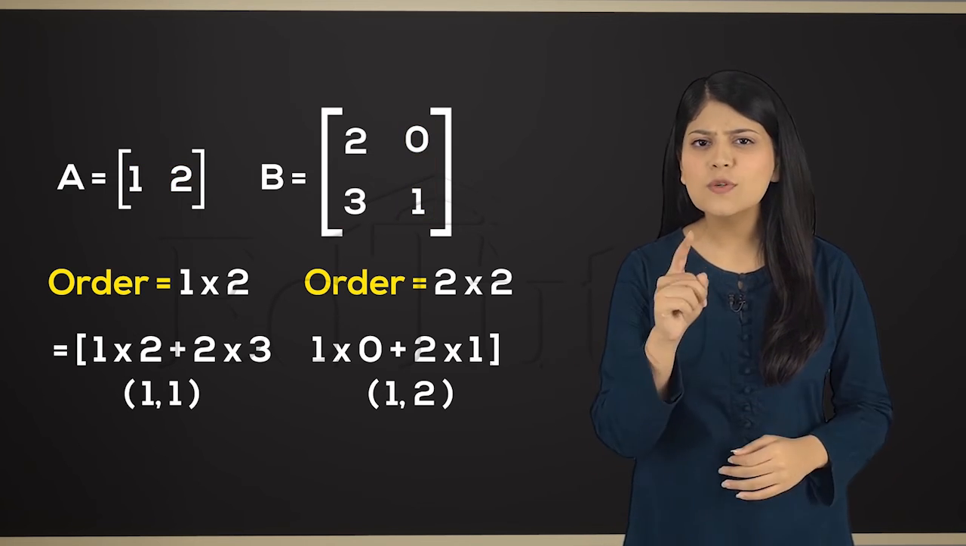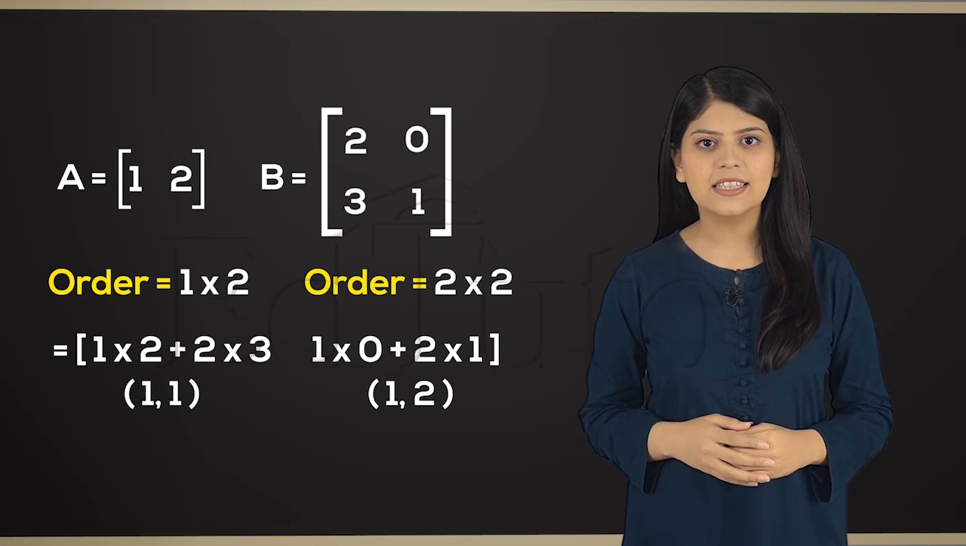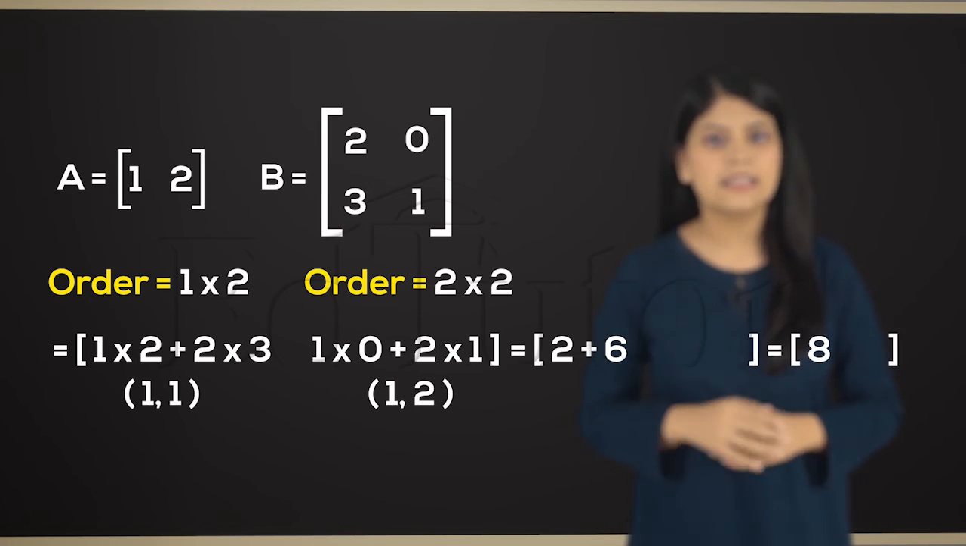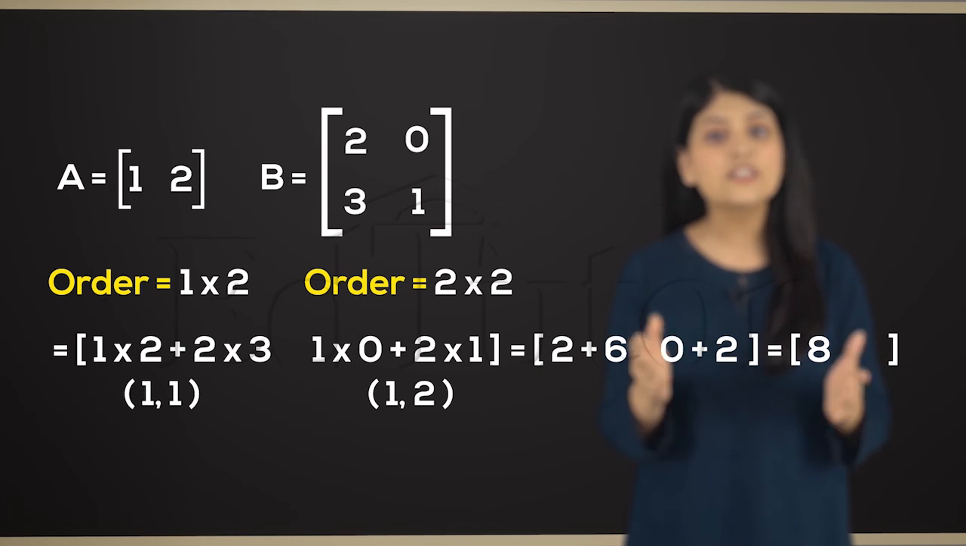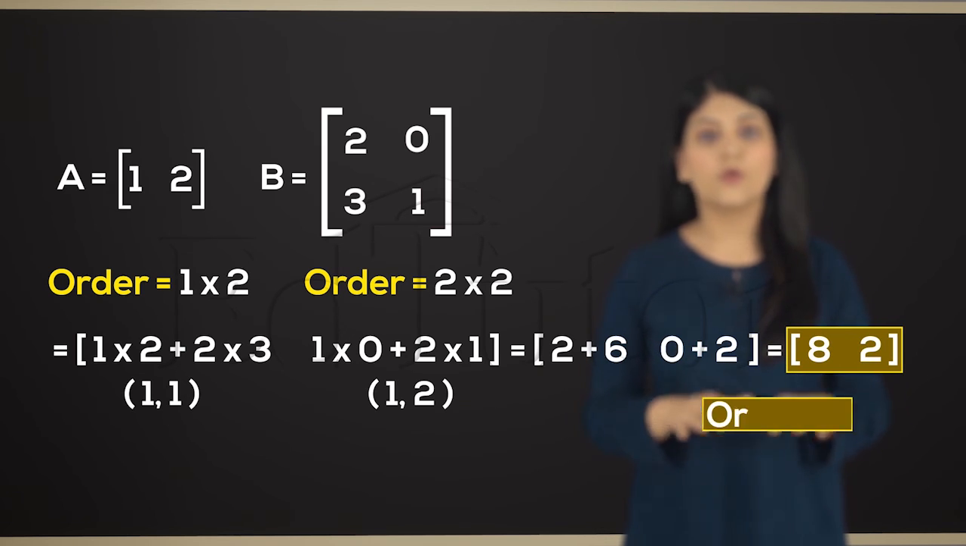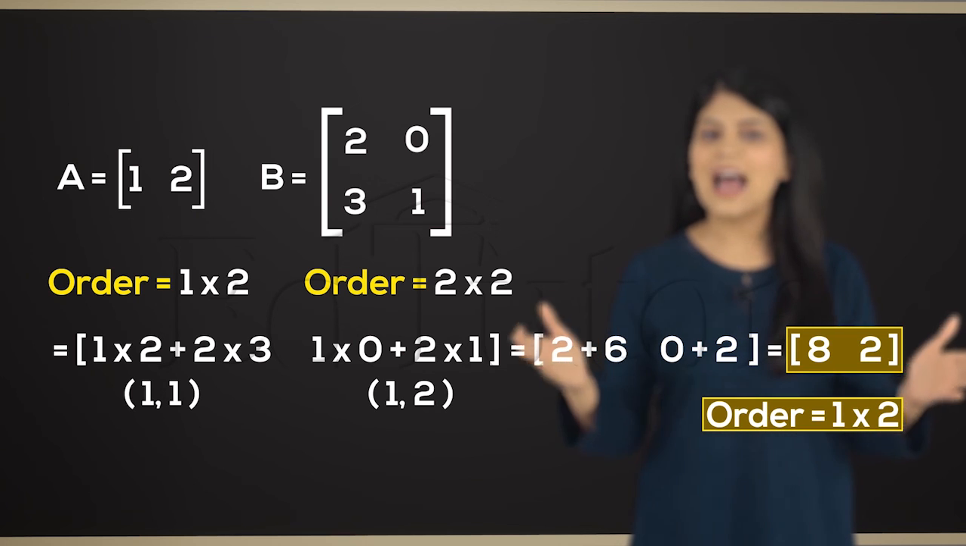That's it. This was the crucial part to understand. The rest is simple math. 2 plus 6 is 8 and 0 plus 2 is 2. This is the result of A by B. The order is 1 by 2 as we discussed.